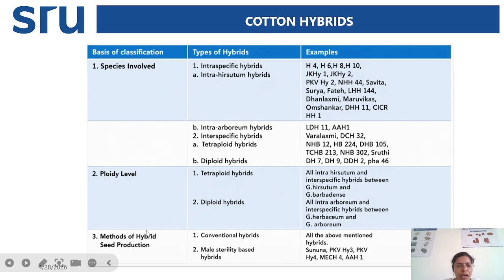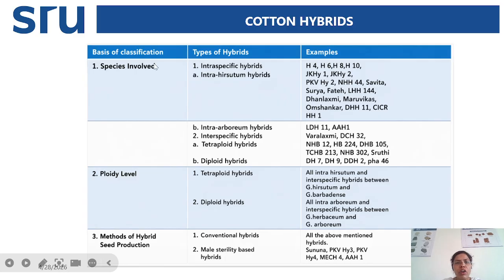And next is hybrid seed production. We have two methods: conventional hybrids and male sterility based hybrids. These are all the conventional hybrids. And next, the male sterility based hybrids are Suman, PKV HY3, PKV HY4, MECH4 and AH1. These are the male sterility based hybrids.